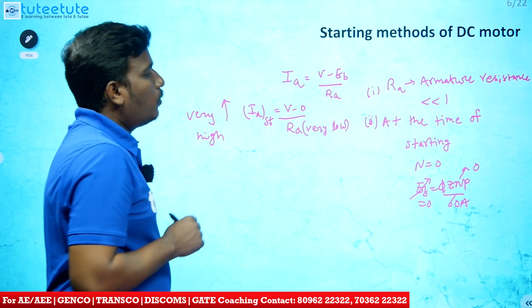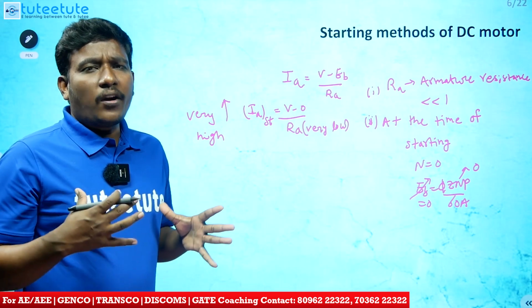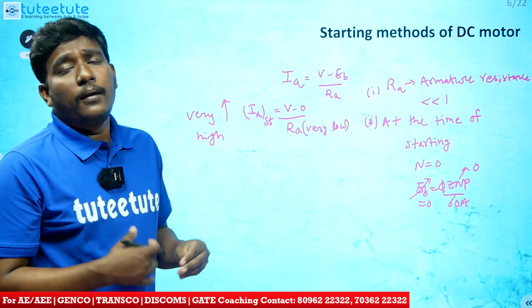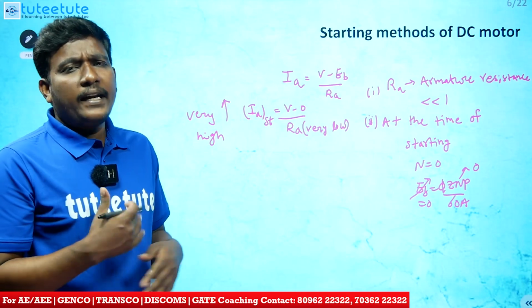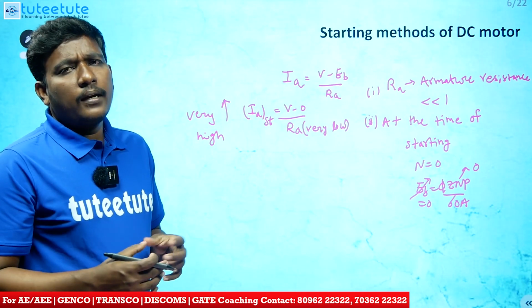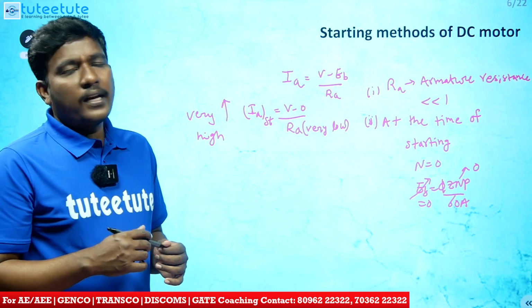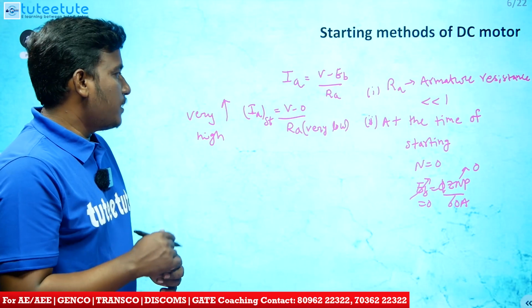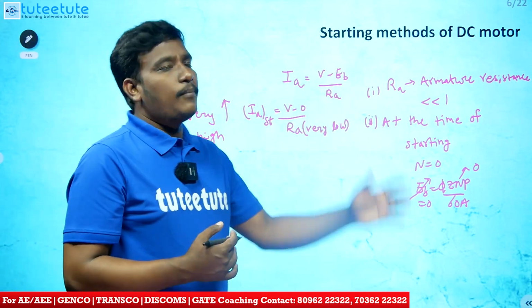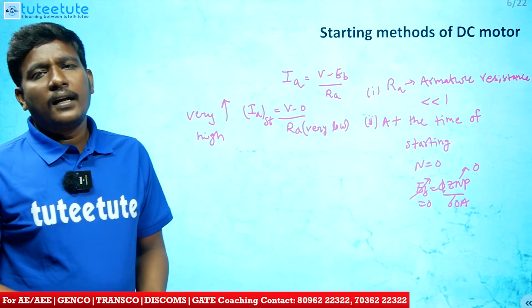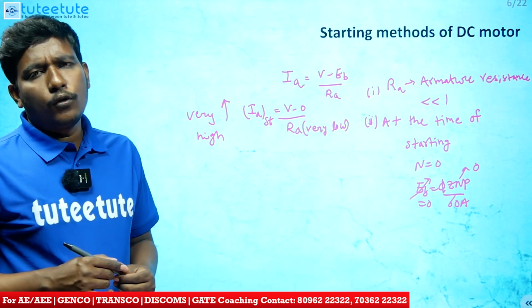Okay, so at the time of starting itself, the motor is experiencing high starting current. These starting currents may be 4 to 5 times, sometimes more than 10 times, the rated current. Because of this high starting current, the motor may get damaged. In order to protect the motor, we are going to apply starting methods for our DC motor.